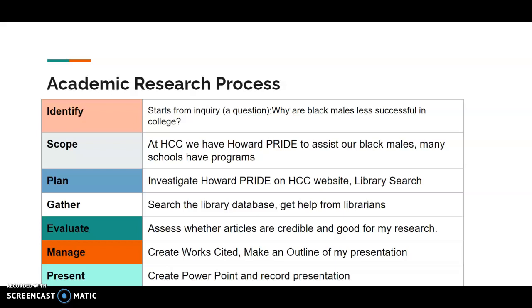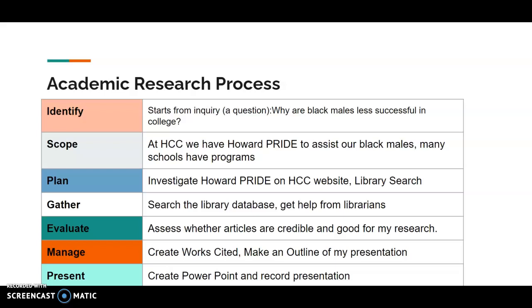All right, so my plan would be to investigate Howard Pride on the HCC website. I could even do interviews perhaps, but also I know I'm going to need to do a library search to start looking for what are the reasons behind Black males being less successful in college and maybe evidence that proves that they really are. So I'll go to our library database in terms of gathering, and you'll learn about how to do that in this class, and then also maybe get help from librarians with my search.